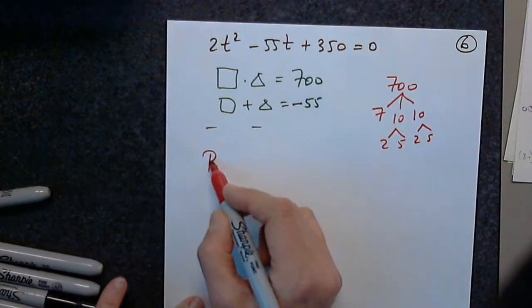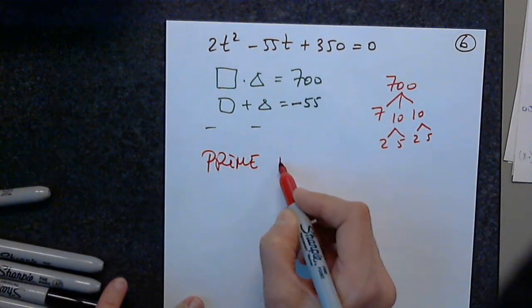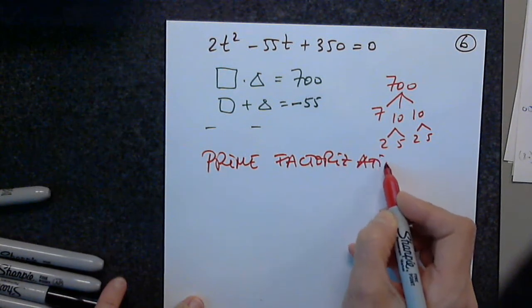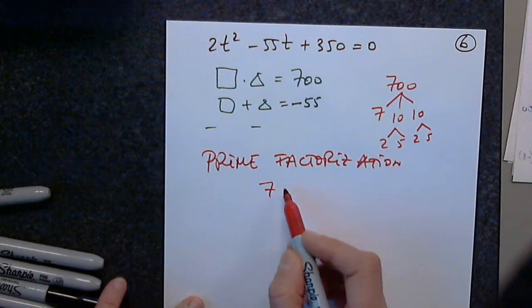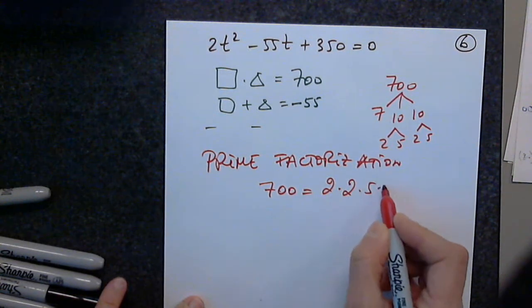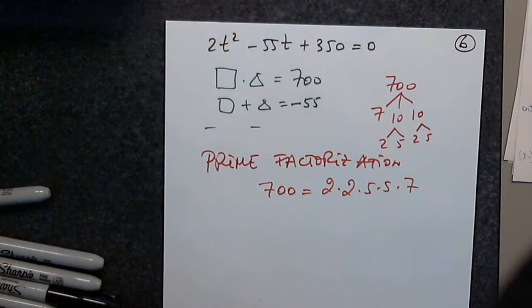This is the prime factorization of 700, which is 2 times 2 times 5 times 5 times 7. Only because this is such a big number, it's kind of difficult to work with. So let's group all these factors into two numbers. And those numbers, when I add them up, I get negative 55.